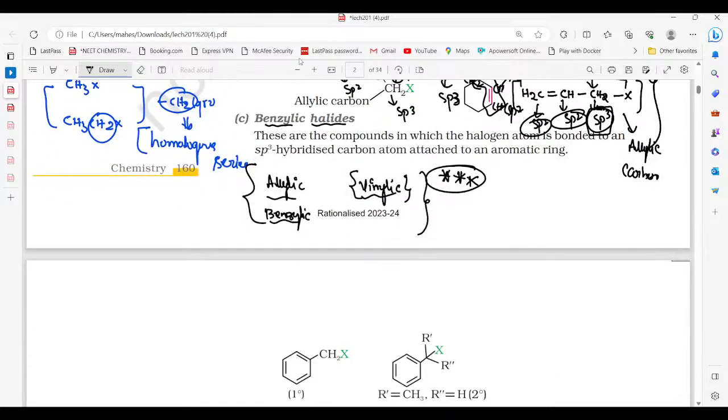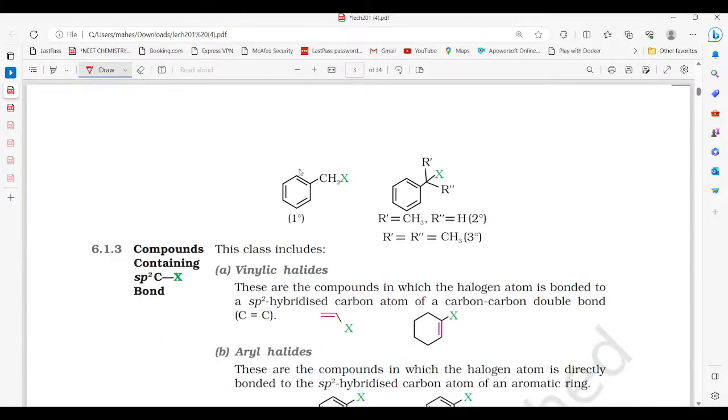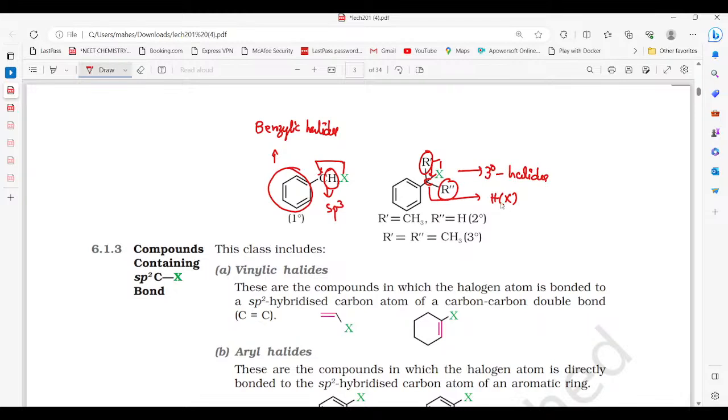Now let us try to understand the benzylic carbon. Benzylic halides are the compounds in which the halogen atom is attached to an sp3 hybridized carbon atom which is attached to an aromatic ring. Here we observe the aromatic ring, but the halogen-attached carbon's hybridization is sp3. This type of compound is called a benzylic halide. Here, in place of the two hydrogens, methyl or alkyl groups are substituted. How will you classify this as primary, secondary or tertiary? Here the halogen-attached carbon has an absence of hydrogen, so this carbon is a tertiary halide.